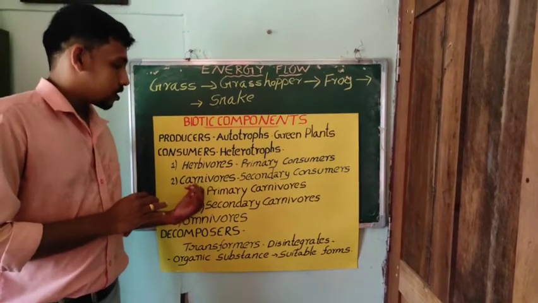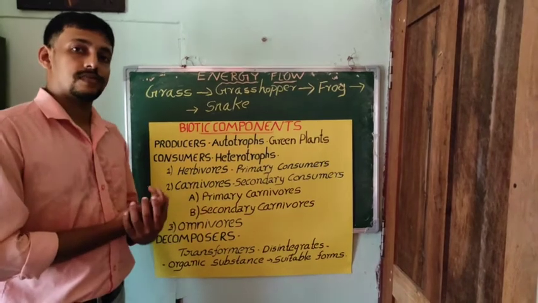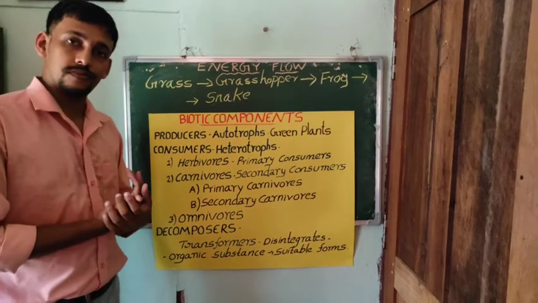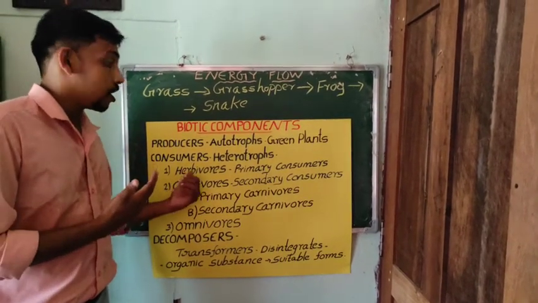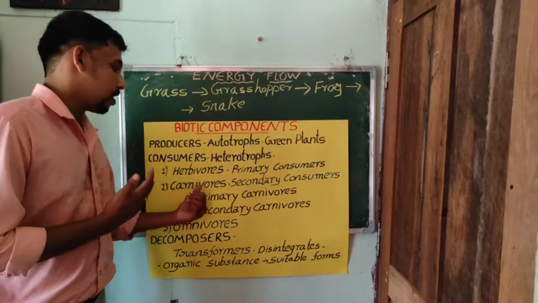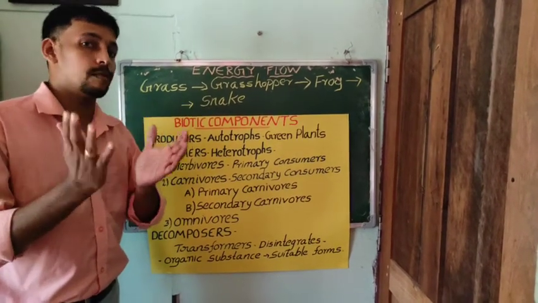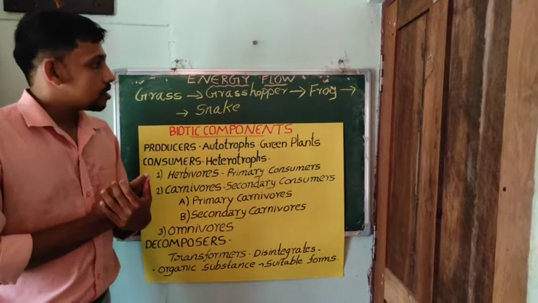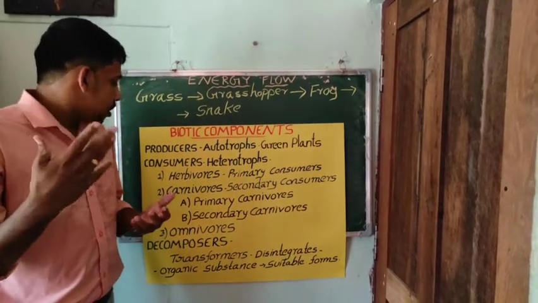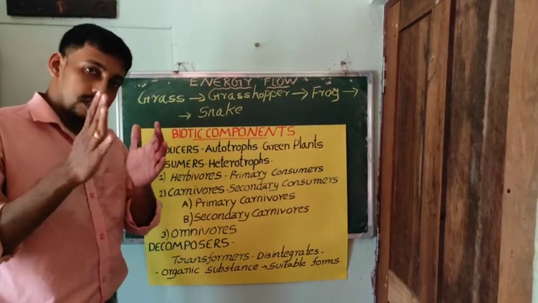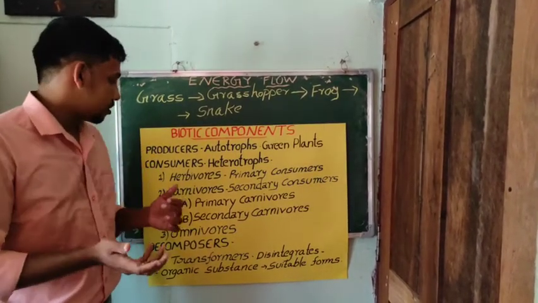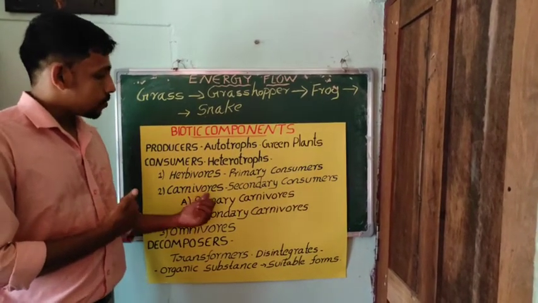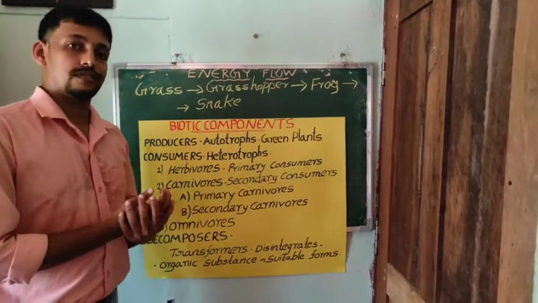Then coming to the next category, carnivores. They depend upon the herbivores. They feed on herbivores and get energy from them. These are carnivorous animals. For example, fox is a carnivore, and frog is also a carnivore. So these organisms come under the category of carnivores, and they are otherwise known as secondary consumers.